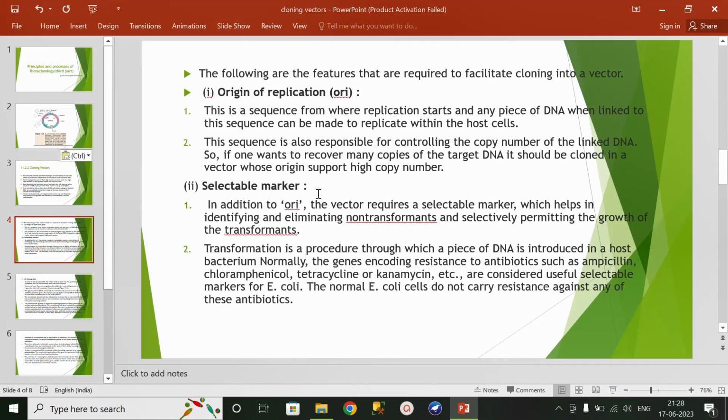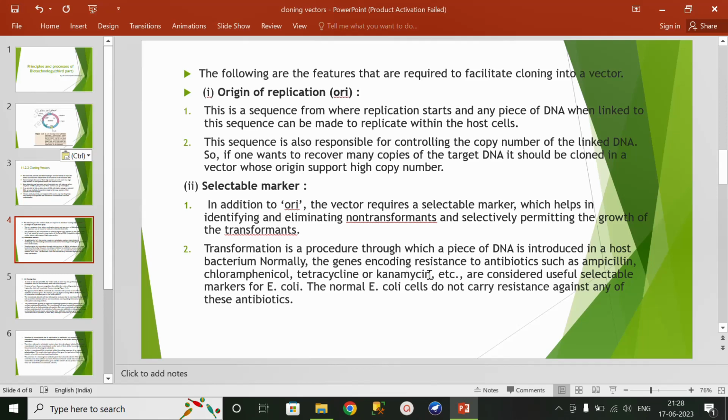Selectable marker. In addition to the ori, the vector requires a selectable marker, which helps in identifying and eliminating non-transformants and selectively permitting the growth of transformants. Here, non-transformants means the cells which do not contain foreign DNA, and transformants means those which contain the foreign DNA, or which got transformed. Transformation is a procedure through which a piece of DNA is introduced into a host bacterium.